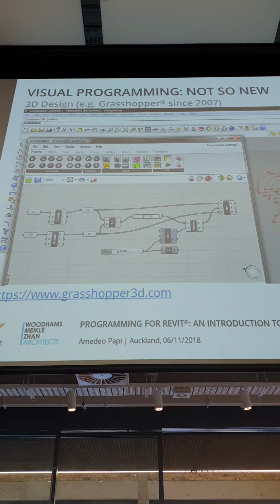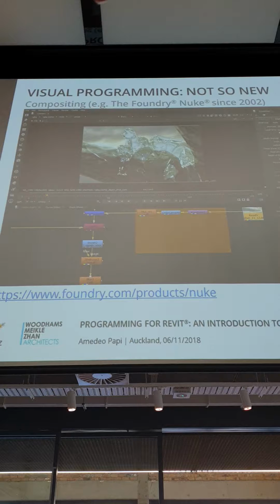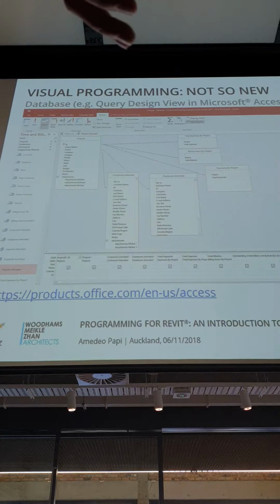It's not so new. You can find visual programming in 3D design packages like Grasshopper since 2007, in 3D Studio Max for the material editor, for example, since 2011, or even in compositing, so for movies, films and compositing. This is an example taken from Nuke, 2002, or even databases for query designing, like Microsoft Access, but also FileMaker and other solutions.